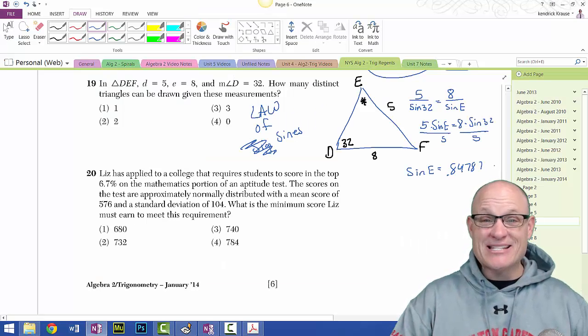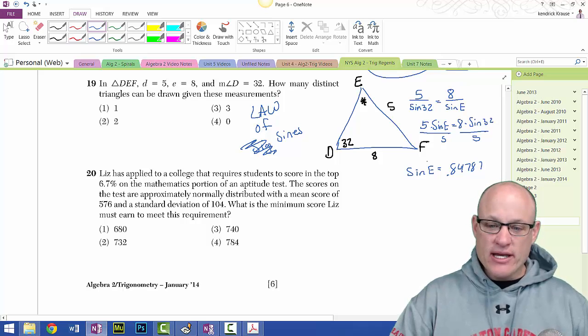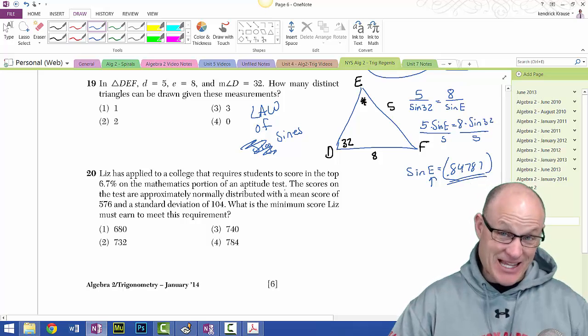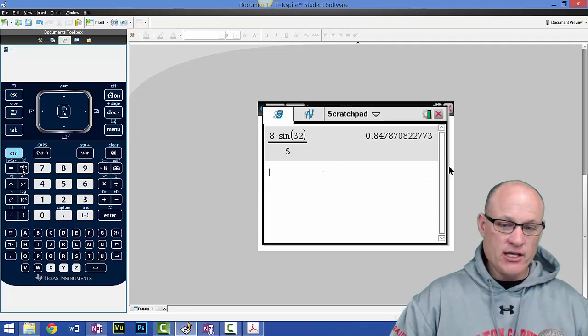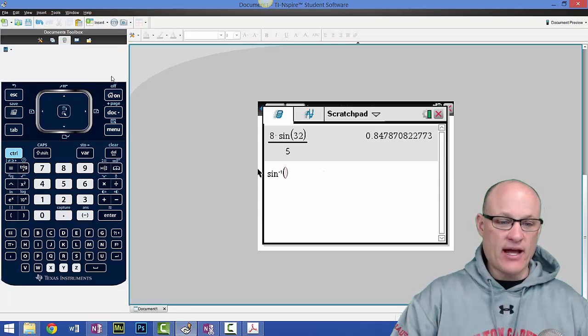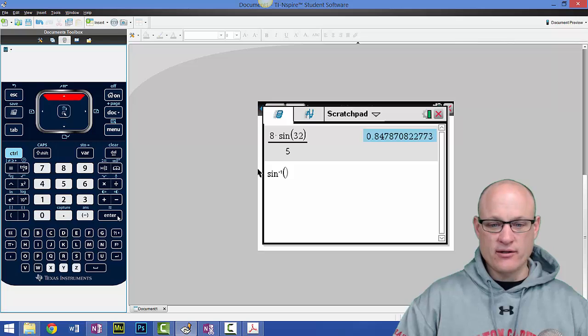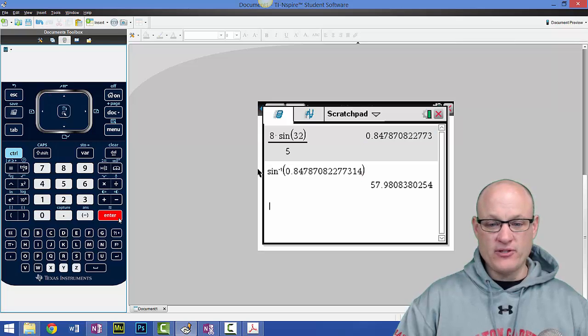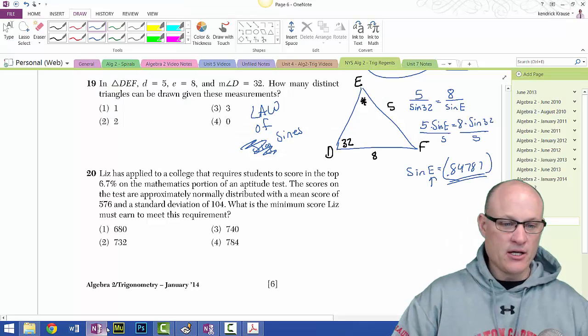You're right, it's not. Because I have to take the inverse of this. Remember, I'm looking for an angle, so you have to take the inverse sine of this thing. That's the last step a lot of times in the law of sines. So we're going to do inverse sine of that, and we get 57.98 degrees. So I come over here and I say, okay, triangle 1.